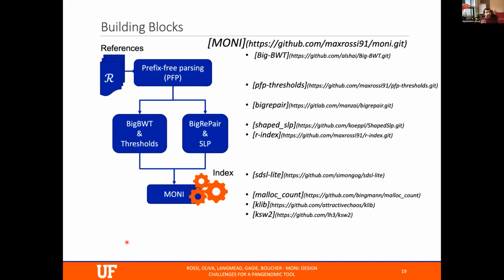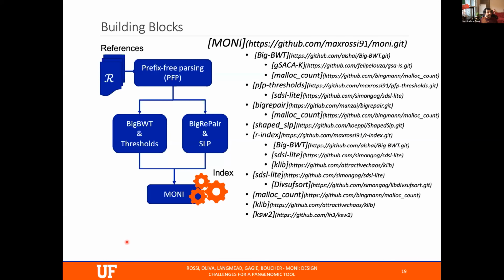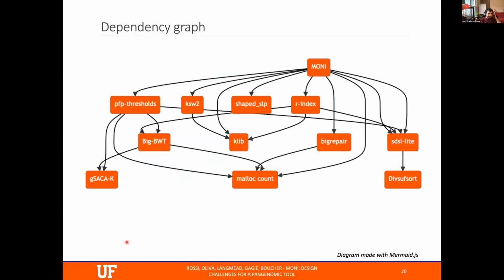That's not all, because all of those modules have dependencies themselves. And this is the dependency graph of MONI. It's kind of spaghetti, I would say, and it leads to compile conflicts and all those sorts of problems. So I will try to give you an idea of which techniques might be used, what we chose, and why we chose it.